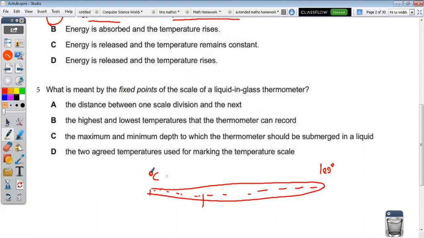So let's say it expands from zero to 100 by 22 centimeters. Then we simply divide by 100 so that we are able to mark these graduations exactly and design the thermometer. So the two fixed points agreed on are the temperatures used for marking the temperature scale, the low and the maximum. Are we together?